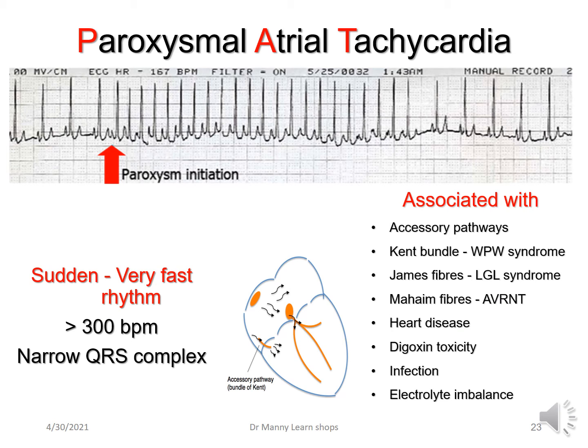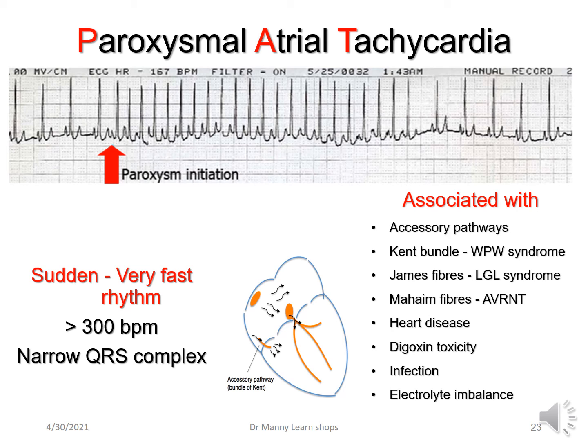This is PAT, paroxysmal atrial tachycardia. The paroxysm basically is the initiation of a very, very fast heart rhythm, which is typically greater than 300 beats per minute. And this typically has a narrow QRS complex.